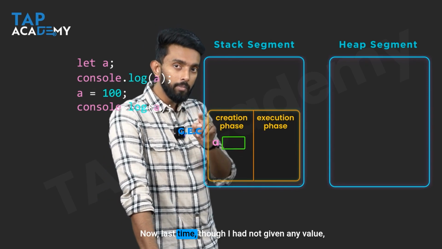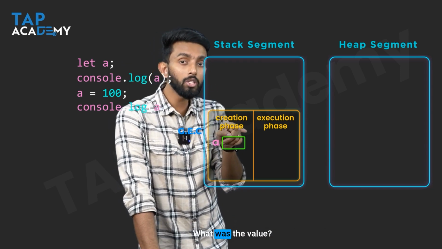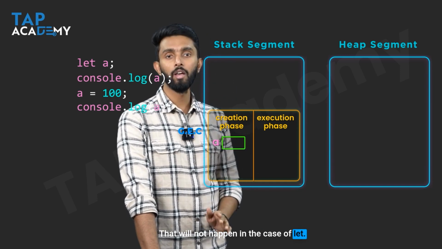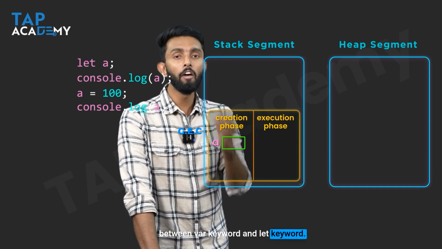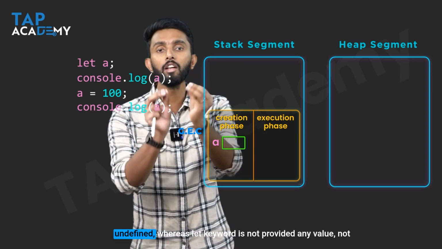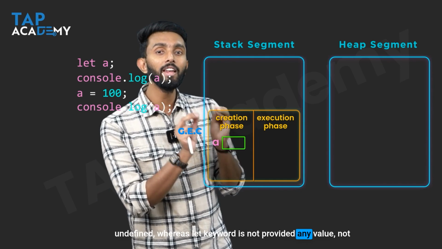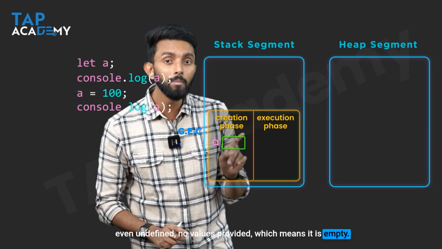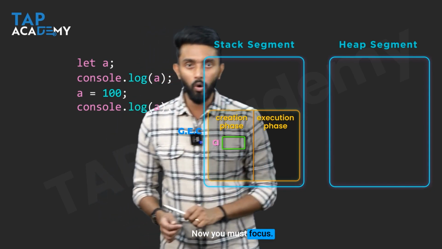Now last time, though I had not given any value, JavaScript had automatically given a value. What was the value? Undefined. That will not happen in the case of let. That is the fundamental difference between var keyword and let keyword. Var keyword is automatically initialized in JavaScript with undefined, whereas let keyword is not provided any value, not even undefined. No value is provided, which means it is empty. It is empty. It is not initialized. There is nothing inside.